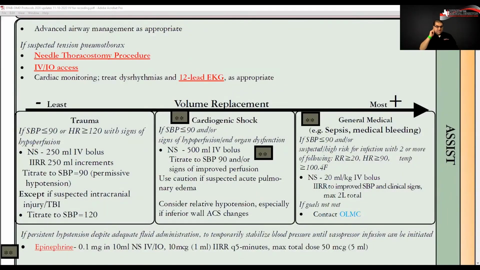position helps offload that uterus and relieve pressure off the inferior vena cava to allow that blood flow to return. So for the assist level on the shock hypotension page, the big changes here are we've clarified what cardiogenic shock is. It used to say cardiac before, and we wanted to make clear that what we're talking about in this middle box here is cardiogenic shock patients.